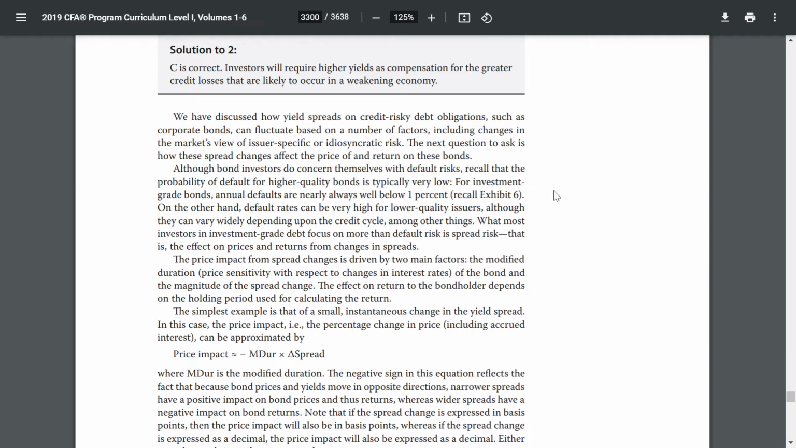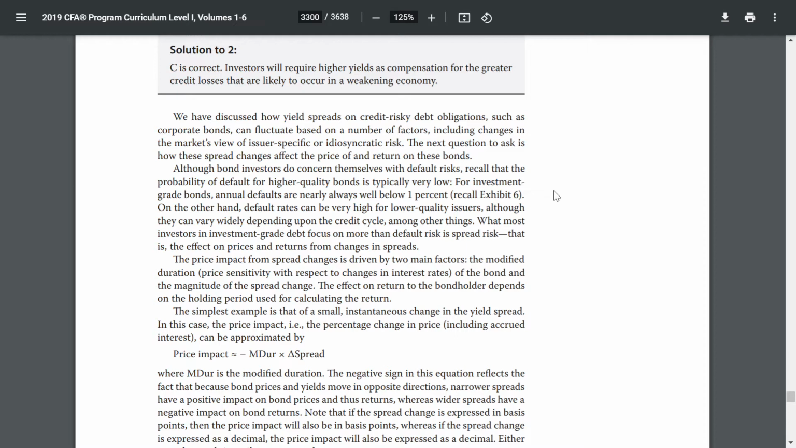Although bond investors do concern themselves with default risk, recall that the probability of default for higher quality bonds is typically very low. For example, if the U.S. 10-year Treasury bond defaults, your biggest issue shouldn't be that you lost your investment. Your biggest problem should be, why is the government bond defaulting? And if the government bond is defaulting, you probably have bigger problems to face than your little investment.